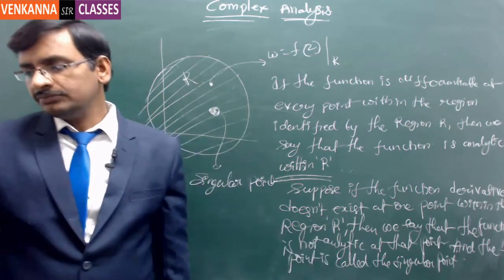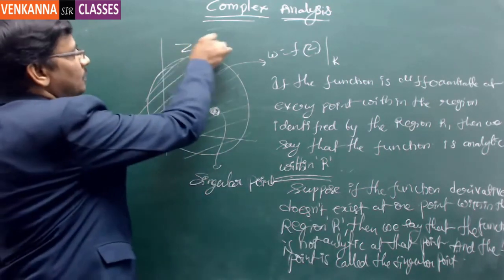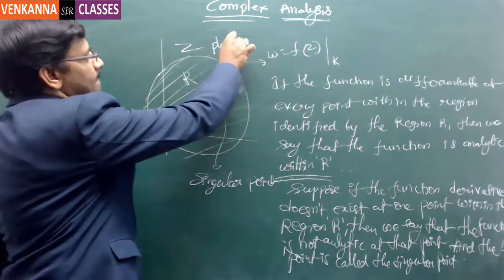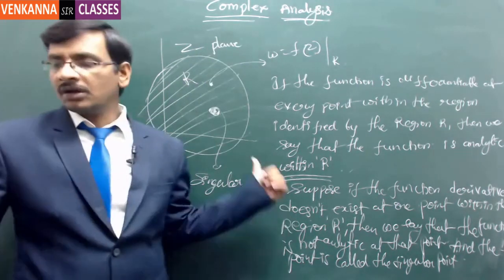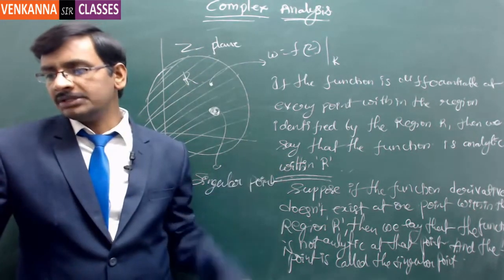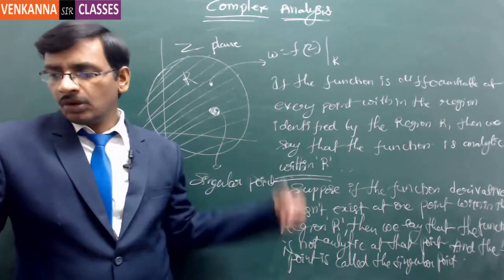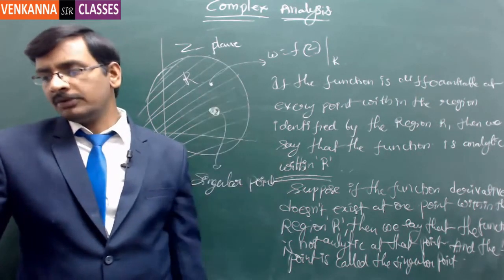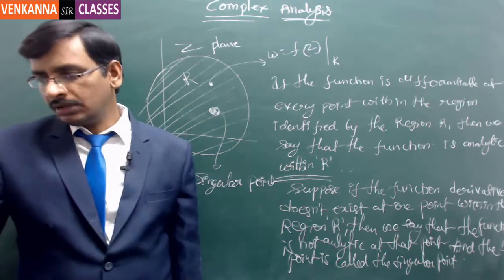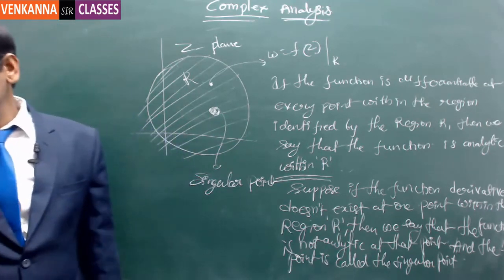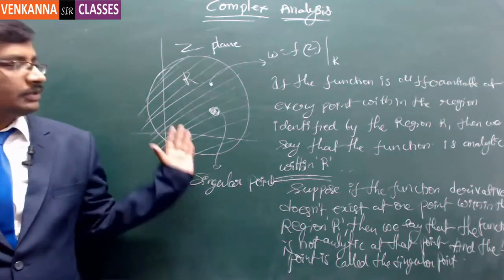Got it? So this is only on the Z plane. I hope you are aware of it, because what we are talking about is the domain, not the range. So the domain has to be identified only in the Z plane. Got it? So note this down.